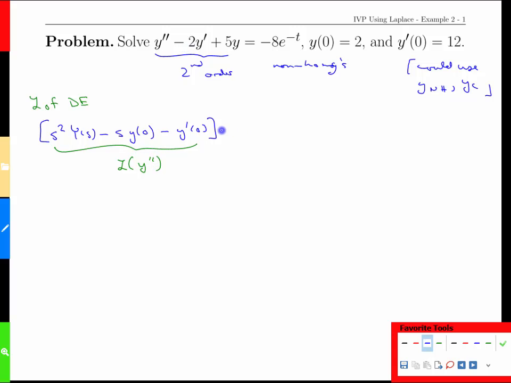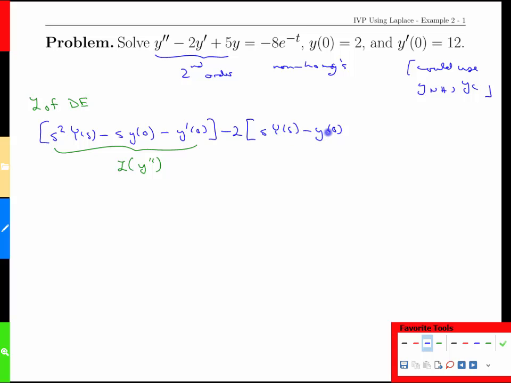Then we're going to subtract 2 of the transform of y prime. That's a little simpler. We have sY of s minus the initial condition. All of that being the Laplace transform of the derivative of y. Then we have another 5 y's transformed. And last but not least, we have the transform of e to the negative t with a negative 8. And that will be negative 8 over s minus 1, or rather 1 over s plus 1.